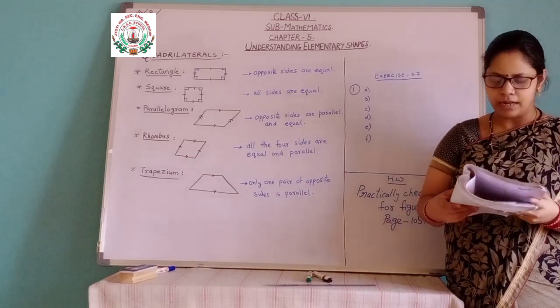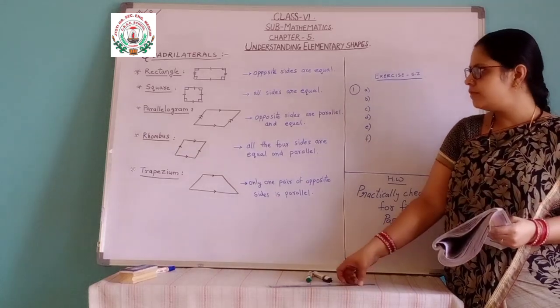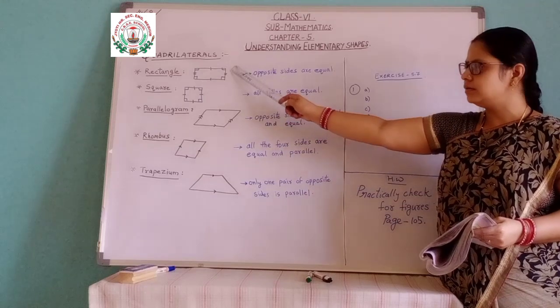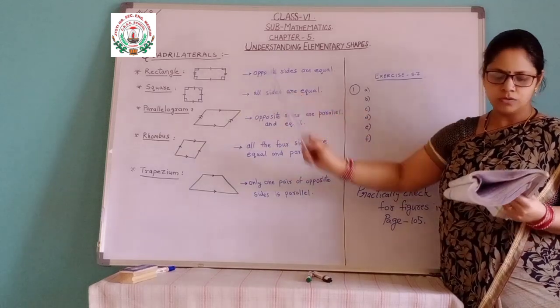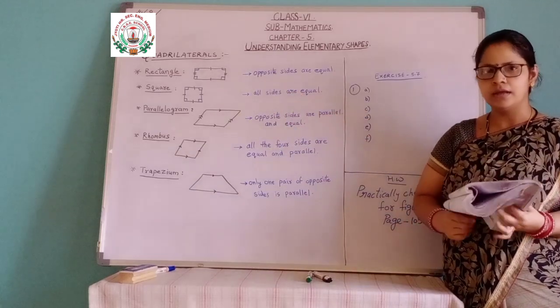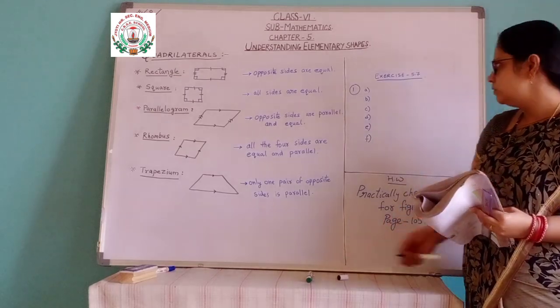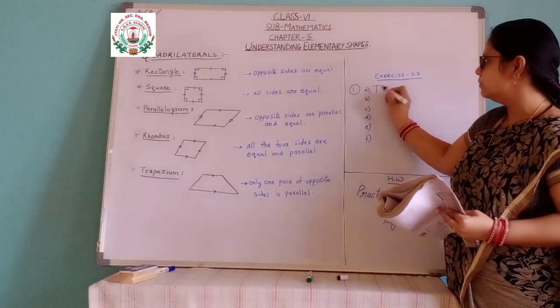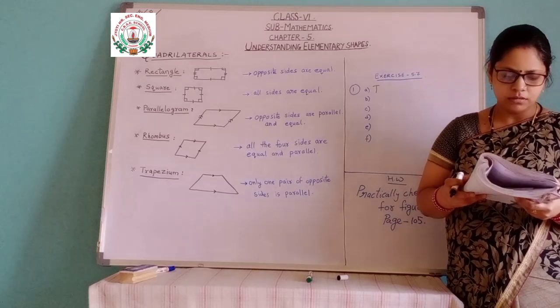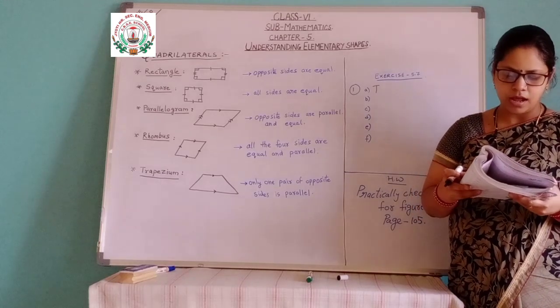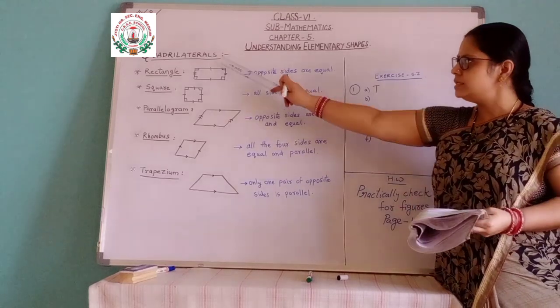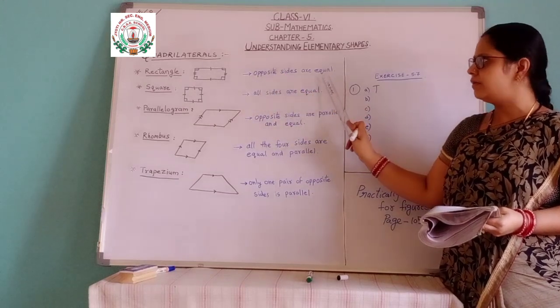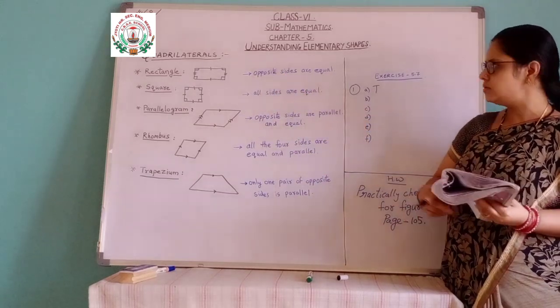Each angle of a rectangle is a right angle. Here I have explained, right angle is the necessary condition. So each angle of a rectangle is a right angle. Yes, it is true, so here you will write down true. Then, the opposite sides of a rectangle are equal in length. Here I have told you, so yes, it is true.